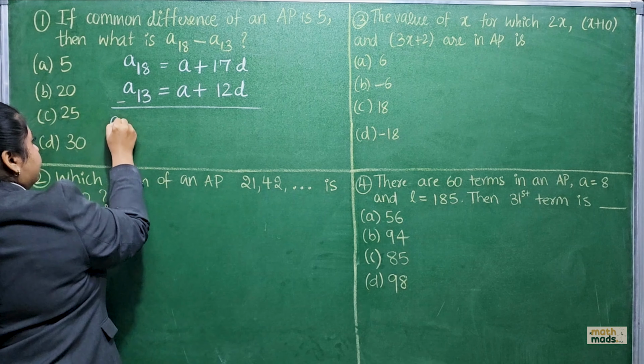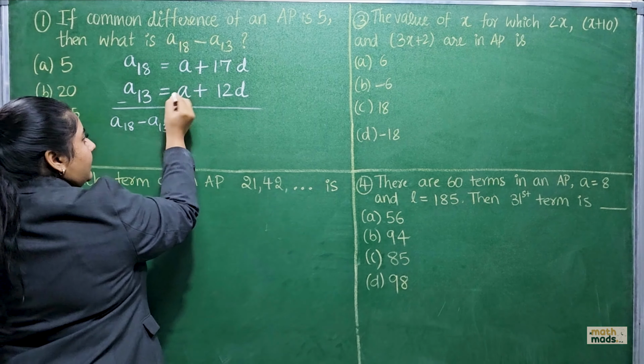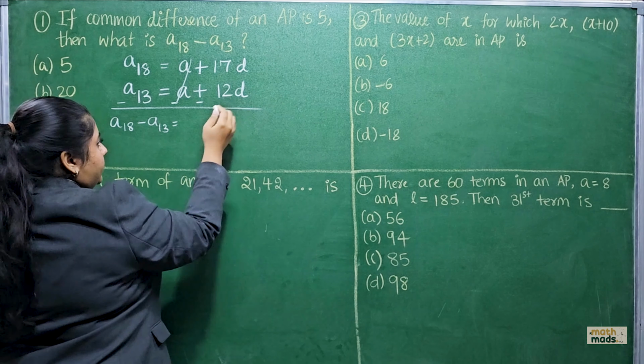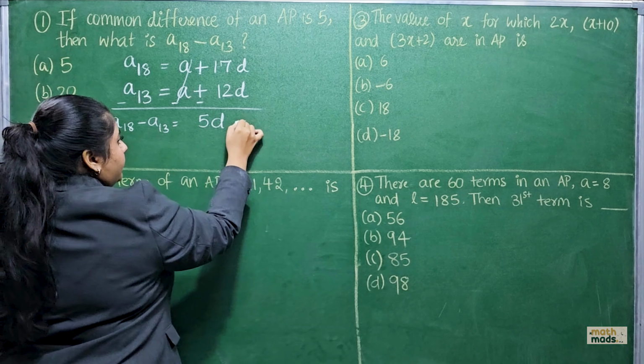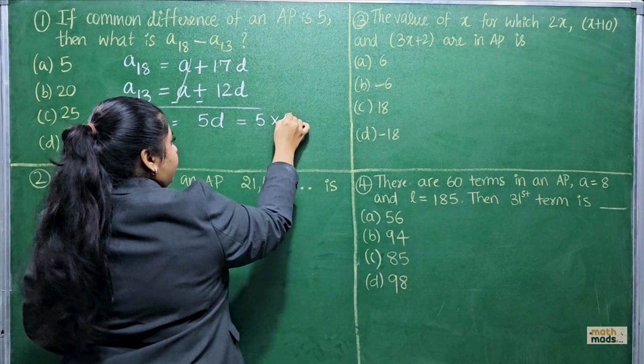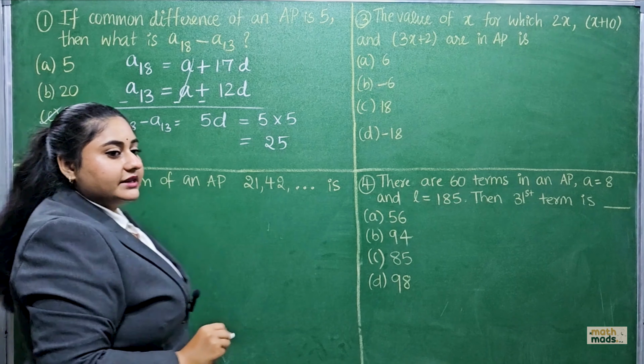So if I subtract them, a18 minus a13 will be equal to, here also I'll have to subtract them. So a minus a gets cancelled. 17d minus 12d is 5d. But what is the common difference d given as? 5. So substitute that. 5 into 5 is equal to 25. That is option C.